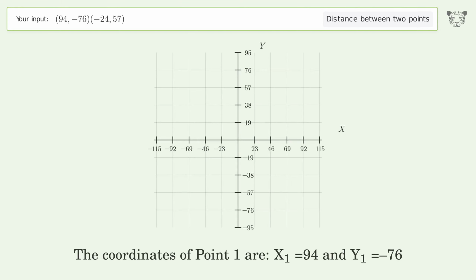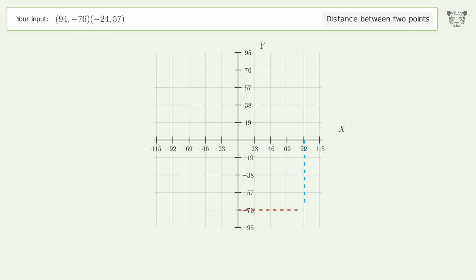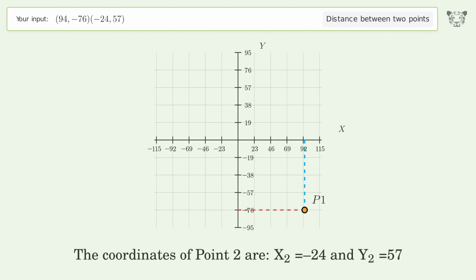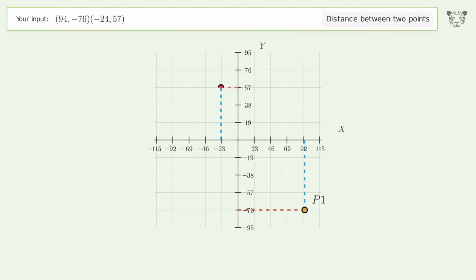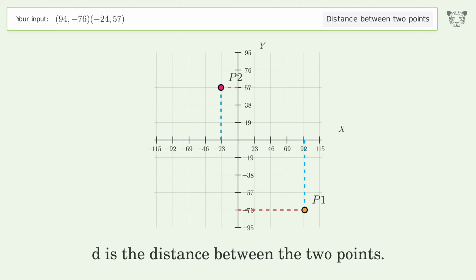The coordinates of point 1 are, x1 equals 94 and y1 equals -76. The coordinates of point 2 are, x2 equals -24 and y2 equals 57. D is the distance between the 2 points.